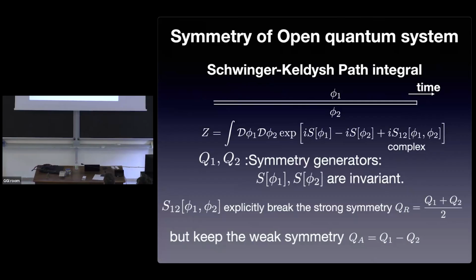Okay, I understand the point. So in this case, the system is invariant. I mean, the action itself is invariant under the strong symmetry transformation. That is the time evolution.